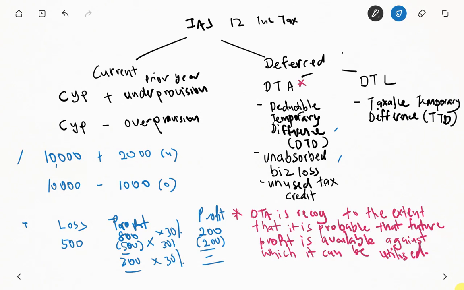Maybe not. Therefore, the deferred tax asset I should recognize only up to the extent that it's probable that future profit is available. My future profit available for me to utilize is 200, so I can utilize only 200. Therefore, I recognize deferred tax only up to 200. The balance, I don't foresee myself utilizing it, so I don't recognize an asset. Because you don't foresee yourself utilizing it, it's not a benefit to you already.